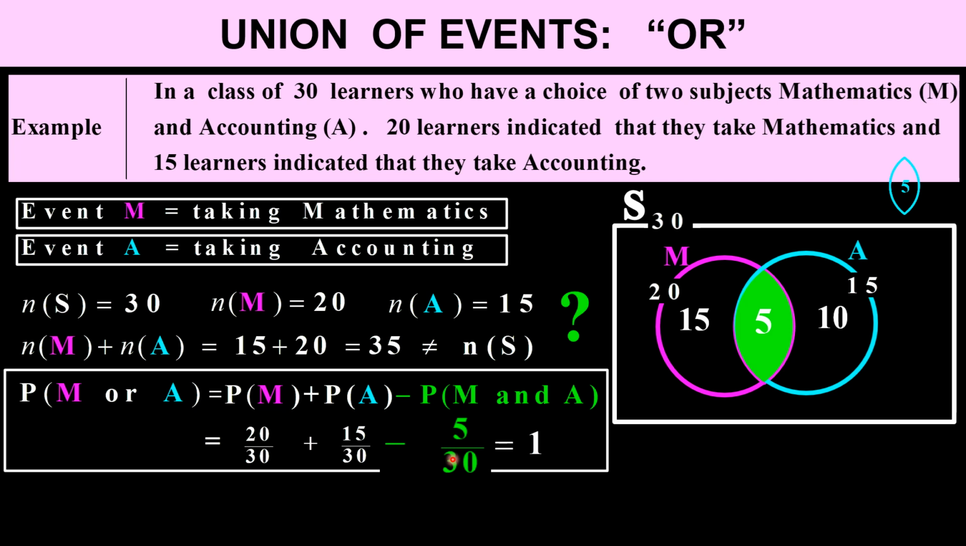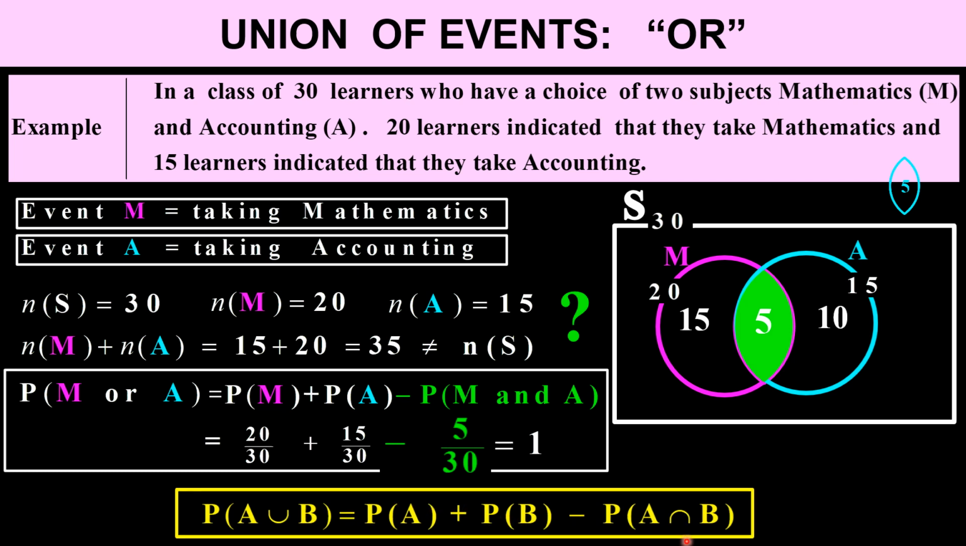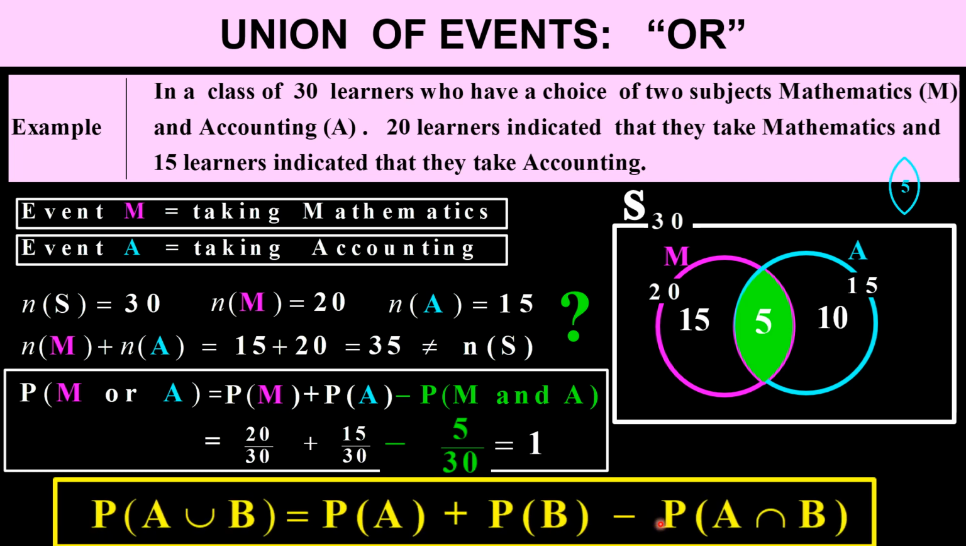Now we can see that the probability of the union of two events is the probability of the one event plus the probability of the second event minus the probability of their intersection. We state it this way: the probability of A or B is the probability of A plus the probability of B minus the probability of A and B, their intersection.